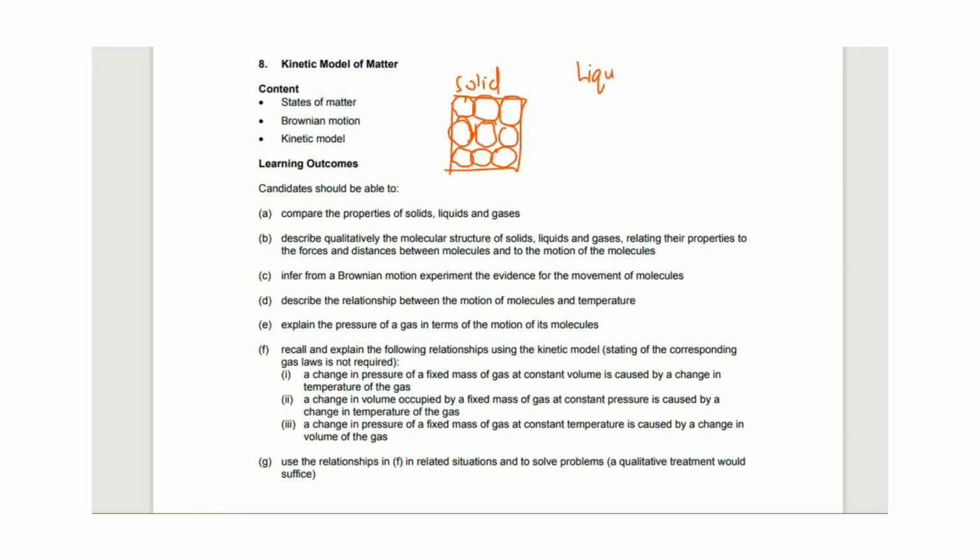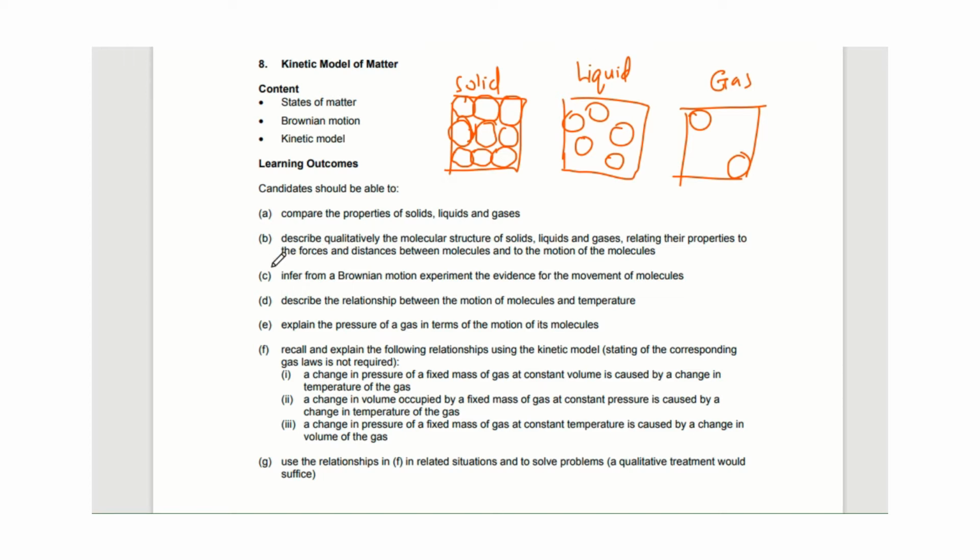For a liquid, the particles are slightly further apart. They can move about within the liquid. The attractive forces between the particles are relatively strong, so the liquid has a fixed volume but does not have a fixed shape. Next, let's look at gases. For gases, the particles are extremely far apart, and the attractive forces between the particles are very weak. So the gas takes the volume and shape of its container.